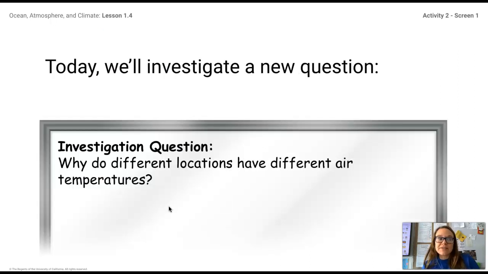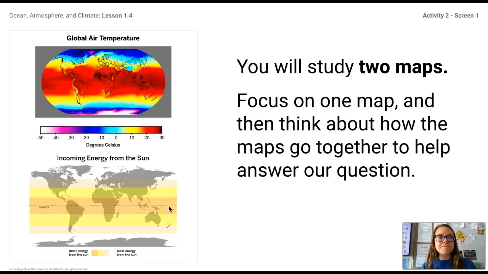So today we are going to investigate our new question, which is why do different locations on Earth have different air temperatures? So as many of you already know or are already thinking about, if you've traveled or if you've been to other places, you know that temperatures can be different in different places. So why do different locations have different air temperatures?